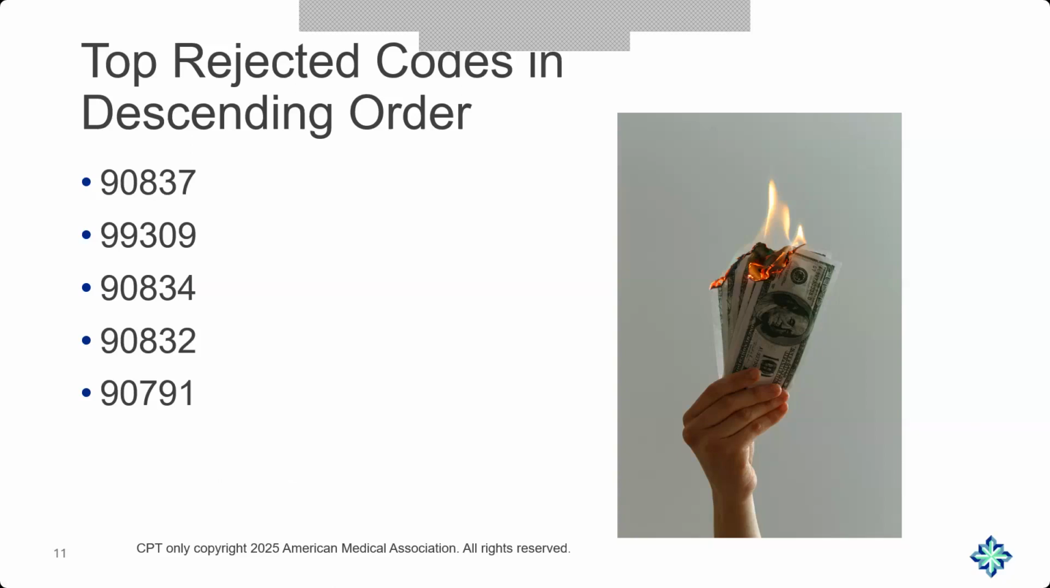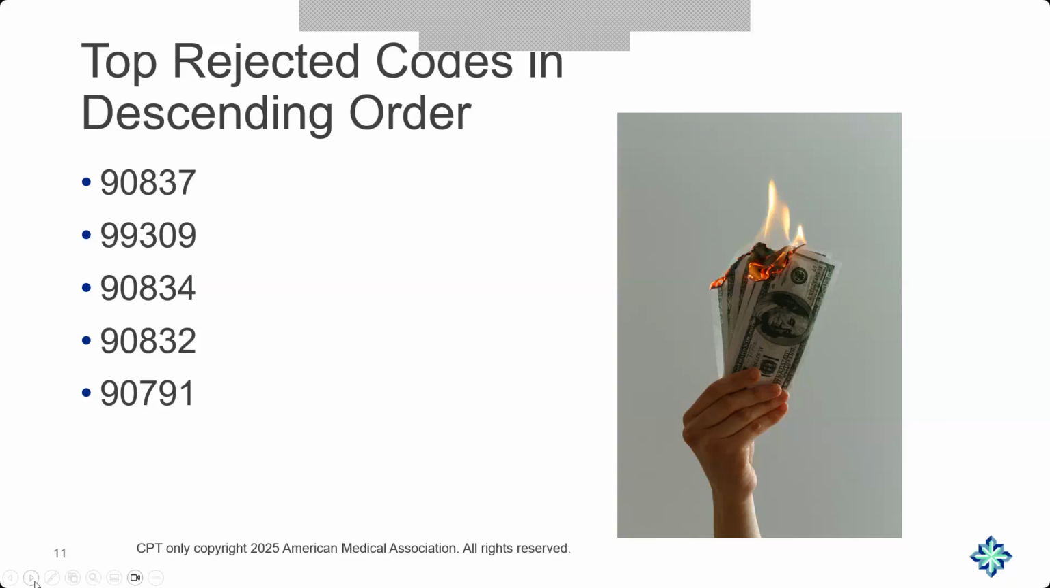99309 was the second most commonly rejected code for marriage and family therapists. I caught myself again there, folks. And this is an evaluation and management, or E&M, nursing facility visit, 30 minutes, or one with the medical decision making of moderate complexity. That's the second most commonly rejected code for your specialty. And finally, 90791 rounds out that top 5. That's the initial psychiatric diagnostic evaluation without medical services.